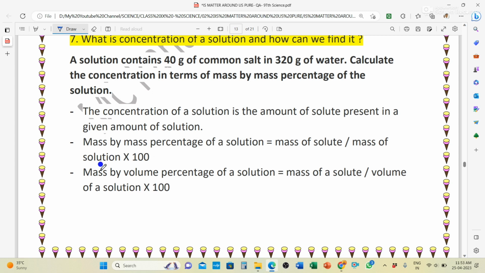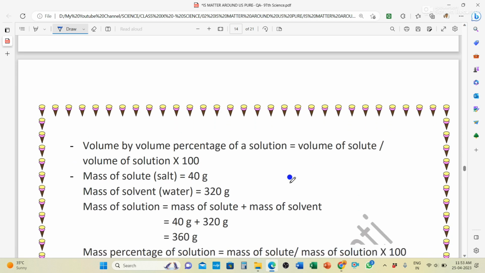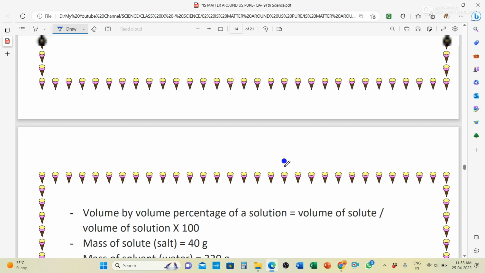There are different ways to express the concentration of a solution. Some of them are like this: mass by mass percentage of a solution is equal to mass of solute by mass of solution multiplied by 100. Mass by volume percentage of a solution is equal to mass of solute by volume of solution multiplied by 100. And volume by volume percentage of a solution is equal to volume of solute by volume of solution multiplied by 100. Now we will solve the sum.